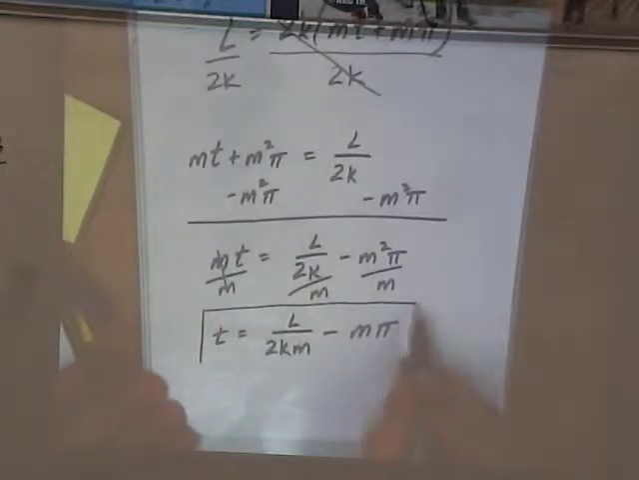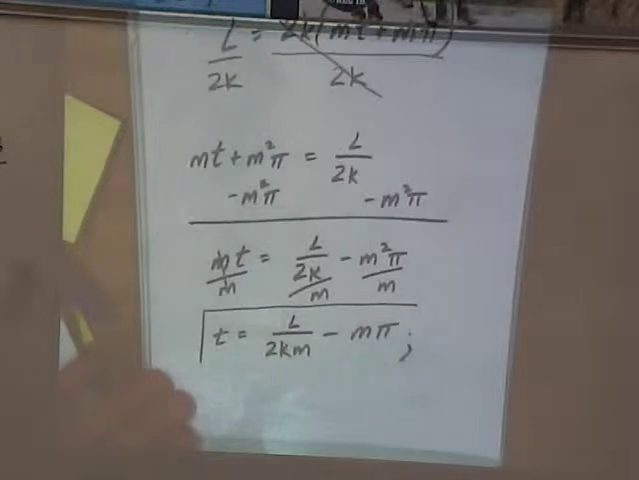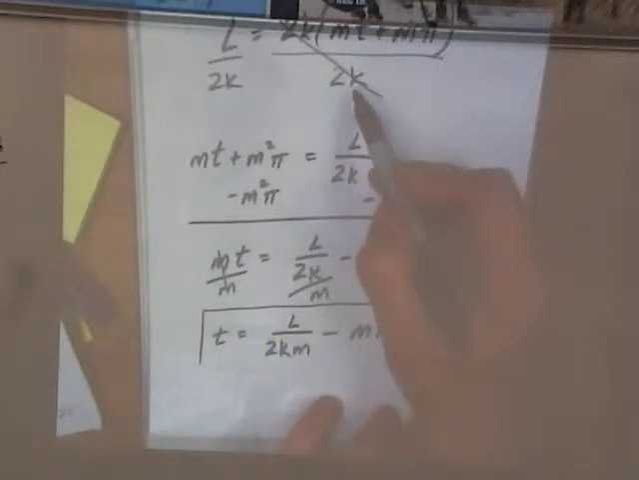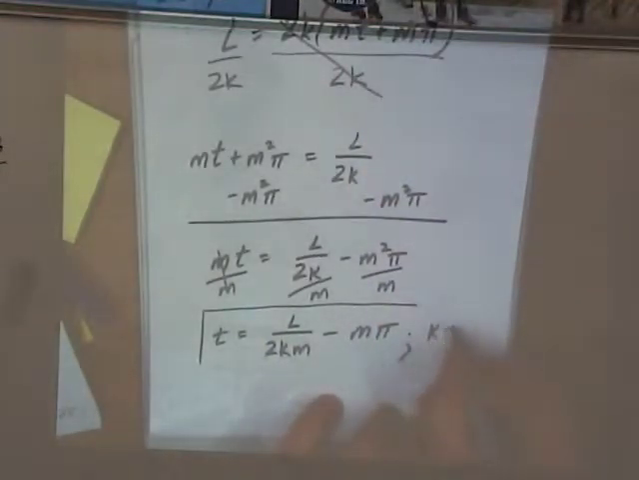And then restrictions. Anywhere I had a variable in the denominator, here, K or M. K cannot be equal to 0, and neither can M. I had an m in the denominator, didn't I? Yeah. M cannot equal 0.